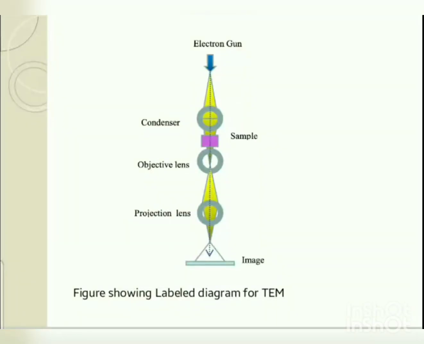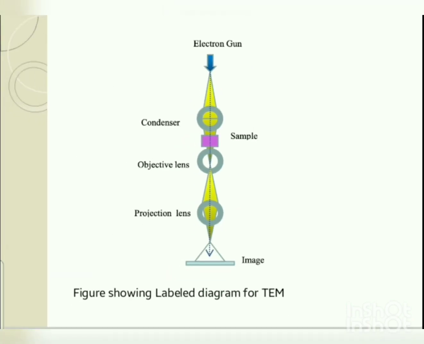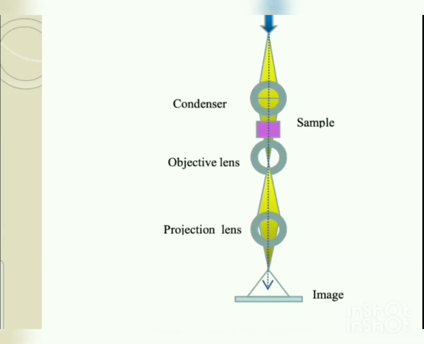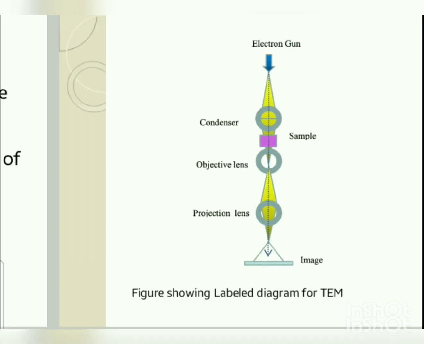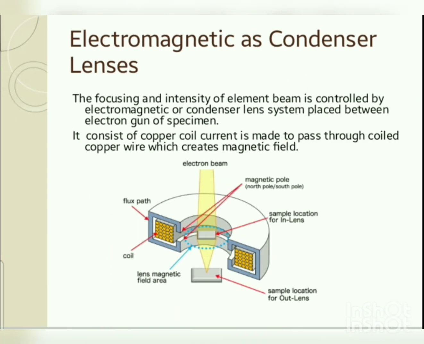So this is the electron gun on top of the condenser lens. This is the condenser lens, and this here, which is in pink, is the sample, and below that there are the objective lens and projection lens, both of which are electromagnetic lenses, and the image is formed on the fluorescent screen, that is at the bottom of it. So let us understand these instruments from the first.